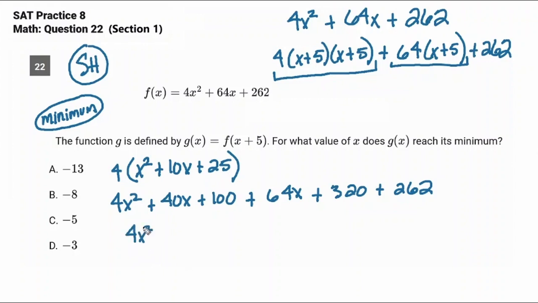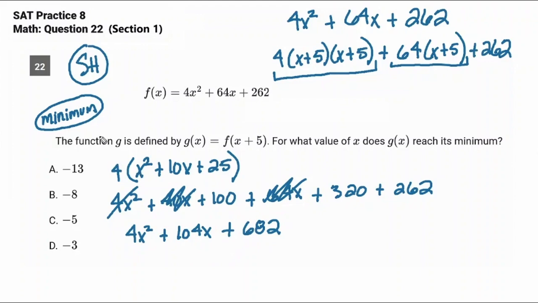Little trick here. Once you're done with that term, cross it out. Next thing is the x terms. 40x and 64x. Use your calculator. 40 plus 64. That's 104x. I'm going to get rid of those. And then now I just got 100 plus 320 plus 262. This part doesn't matter, but we don't necessarily know that at this point. Okay. All of this reduces to this thing right here.